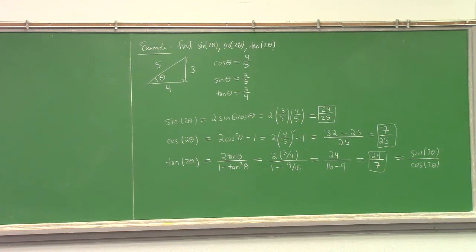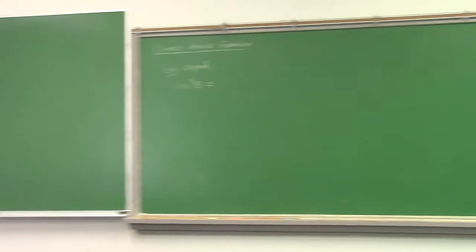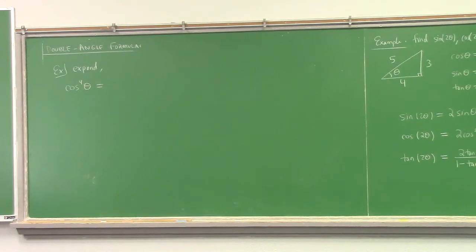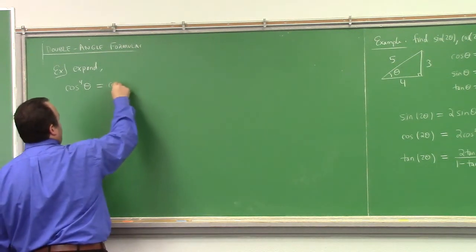Let's expand cosine to the 4th power of theta. Cosine to the 4th power of theta. So we should look at that as cosine squared theta times cosine squared theta, right? That's what cosine to the 4th is. It's cosine squared times cosine squared. So what is cosine squared times cosine squared? Well, we have identities for those, right?